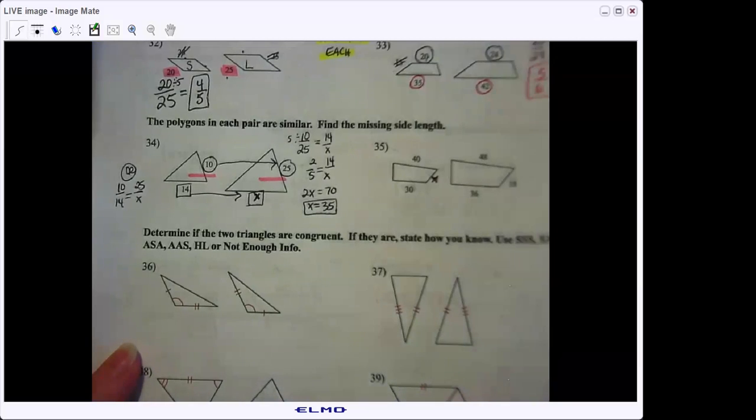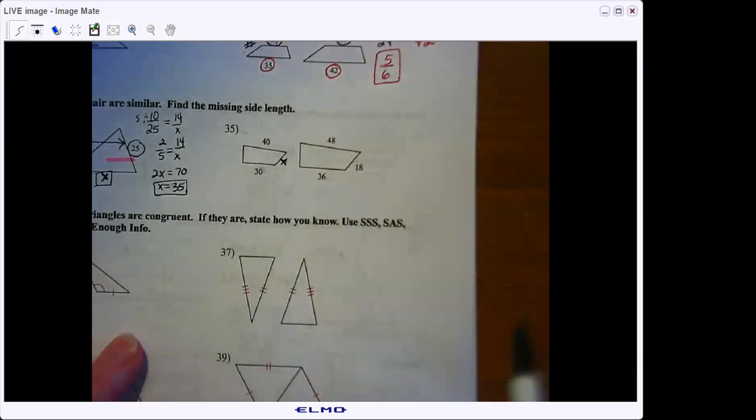So go ahead and solve for number 35. You have a couple options. Solve for number 35 and put your answer in the chat box. This might take you a couple minutes.